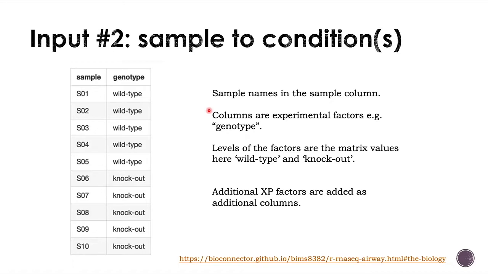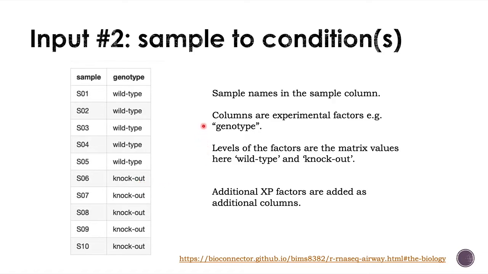The second input for the differential expression analysis of genes with DESeq2 is a sample to condition table. The sample identifiers are present in the first column, so not in the column names, but as rows. So sample O1, sample O2, sample O3, the same names as in input number 1. And in the second column, you will see experimental factors. Here you have only one, called genotype. This experimental factor has 2 levels, either wild type or knockout, meaning that it's a mutant. It has a mutation somewhere.